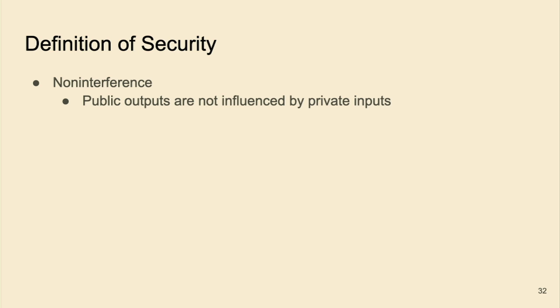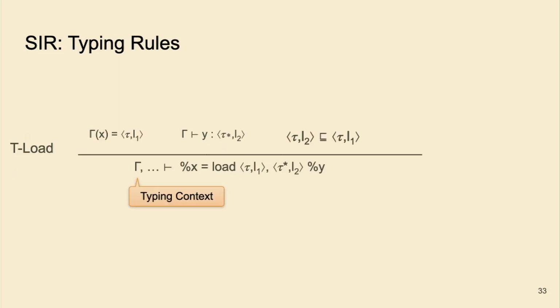So this is an example of what a typing rule looks like. For this load instruction, I kind of explained, we're loading from pointer y into the pointer x. And then this rule here basically creates the requirement that the label on y flows to the label on x. So if I'm loading from a private value to a public value, we'll reject that. And so that gives us some protection, but this alone is not sufficient. And again, the reason for that is the implicit flows.